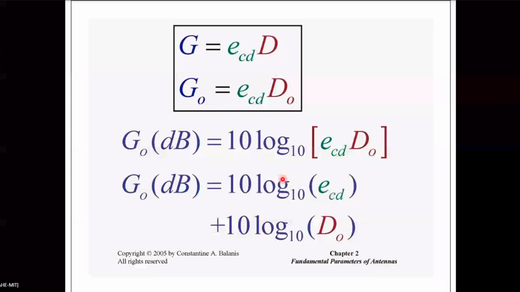In dB, you take 10 log of this, because it is a ratio of power, so you have to take 10 log. Radiation intensity is a power term. So it is 10 log ECD plus 10 log D naught.